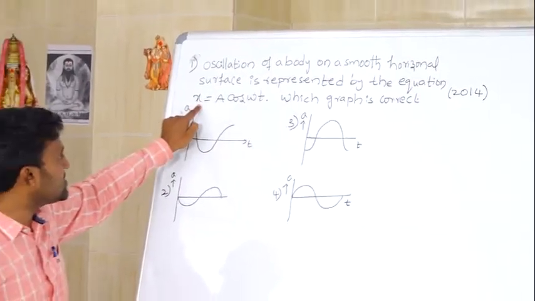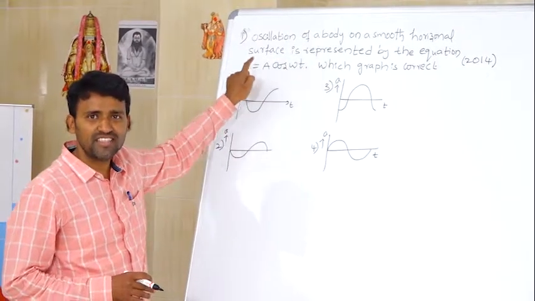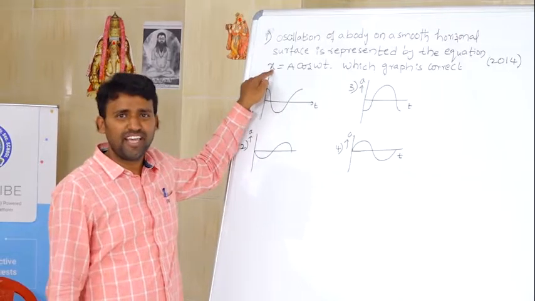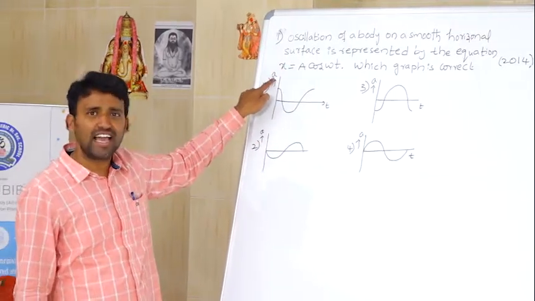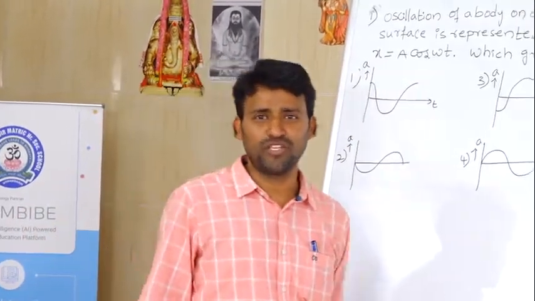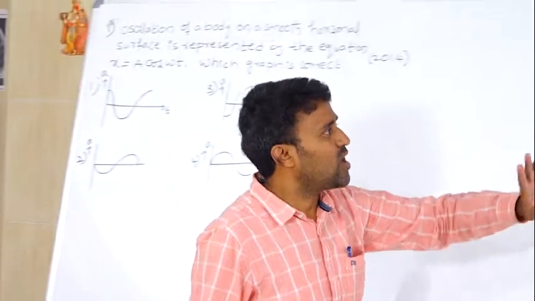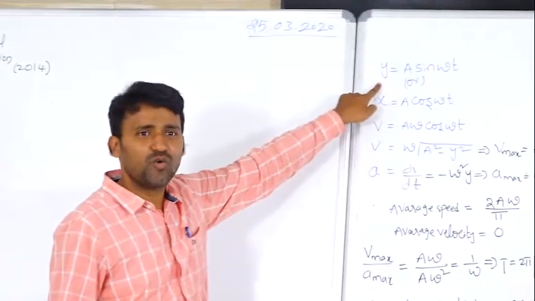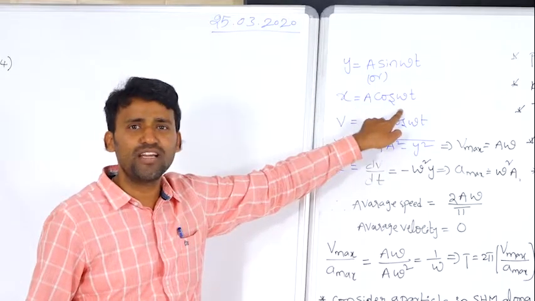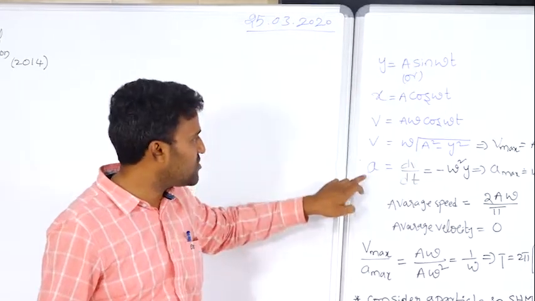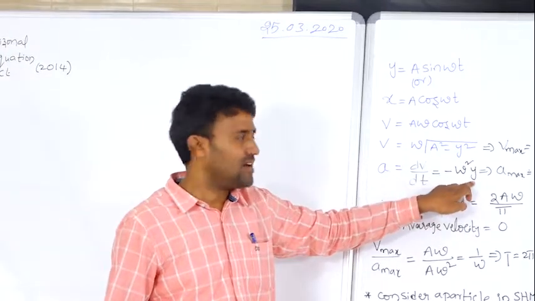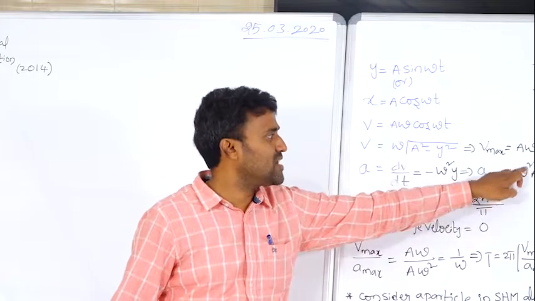But he gave x is equal to a cos omega t. X is nothing but the displacement in the equation, and here they gave acceleration. From displacement to acceleration we have to derive the equation. Coming to oscillation's first equation, y is equal to a sin omega t or x is equal to a cos omega t. From this we can derive the equation a is equal to minus omega square y, and a maximum is equal to omega square a.